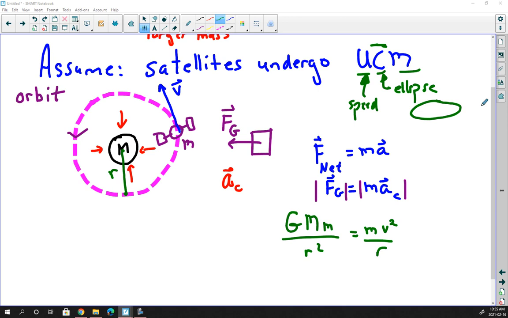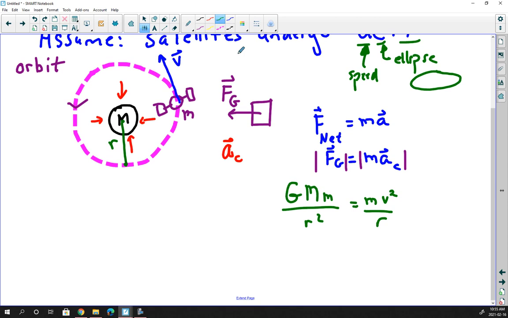And we're going to continue with our math here. And we notice here that the m cancels, right? That m cancels out. And also, one of these r's will cancel. So this will be reduced from r squared to r. And that leaves us with G, mass of the massive object in the middle, what the thing is orbiting, all over r is equal to v squared.